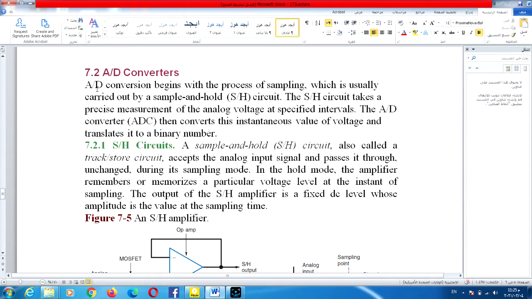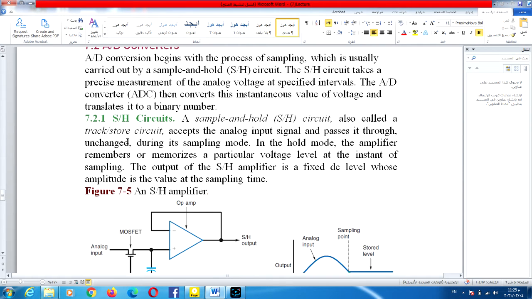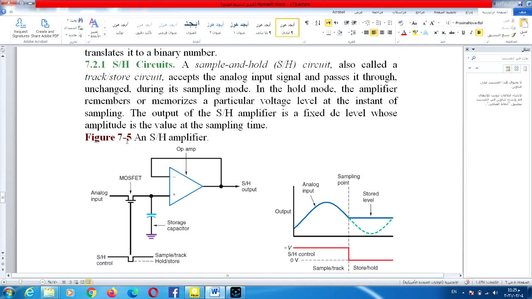AD conversion begins with the process of sampling, which is usually carried out by a sample and hold circuit, which we denote SH. Here, the sample and hold circuit takes a precise measurement of the analog voltage at specified intervals. The AD converter converts this instantaneous value of voltage and translates it into a binary number. But let's see what its circuit is and how it works.